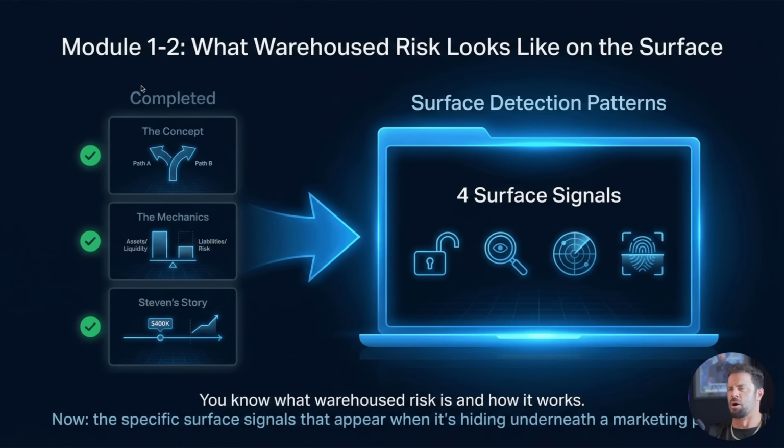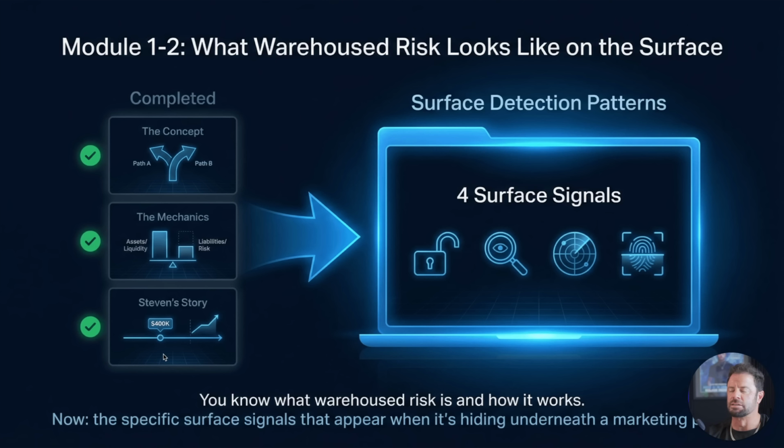Okay, so in this quick module 1.2, we've already seen path A and path B, right? And these systems that warehouse risk move to path B. All right, we understand a little bit of the mechanics, right? How they're building those positions. And we talked a little more about how serious this is for everybody, right?